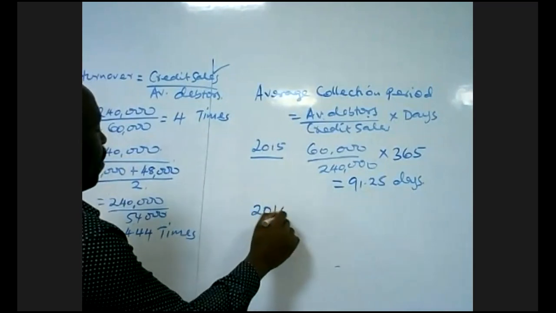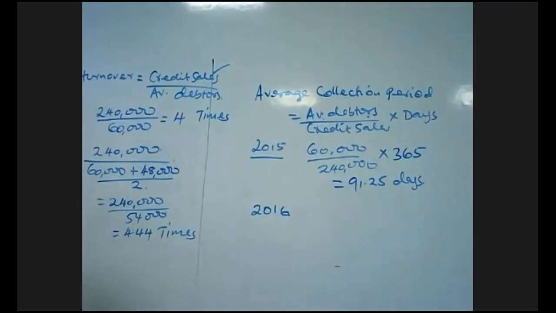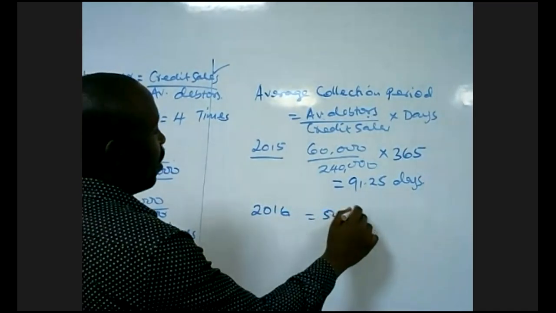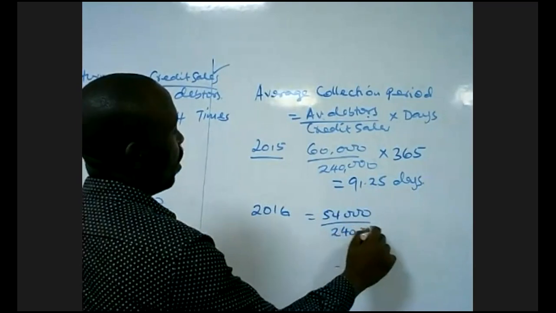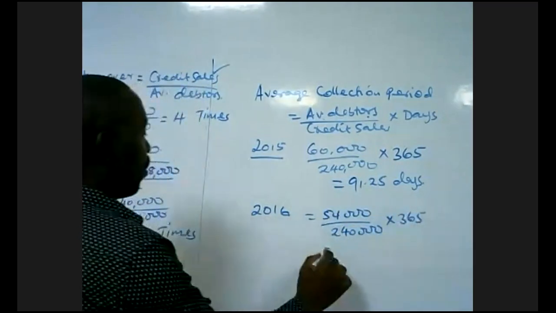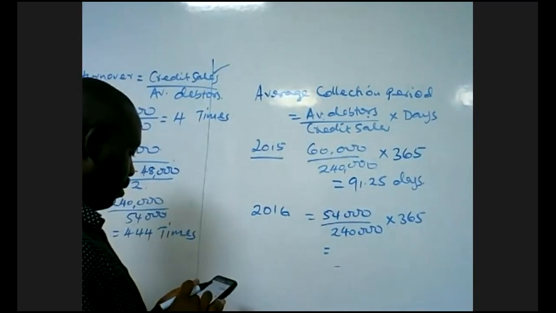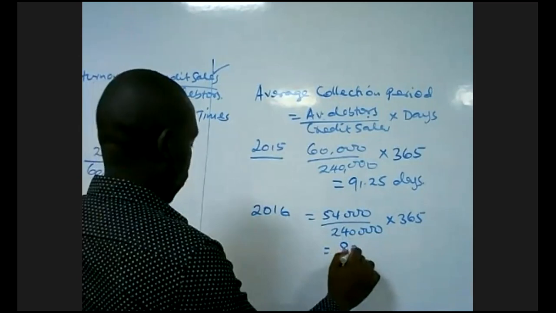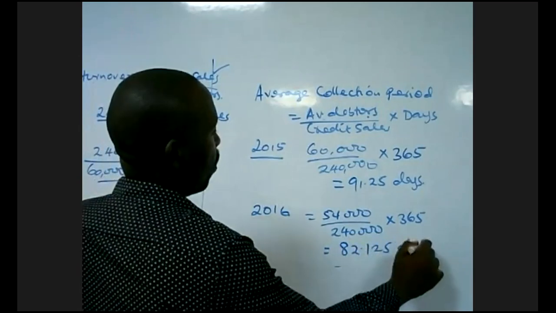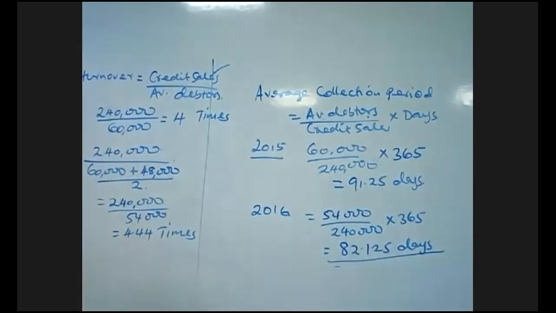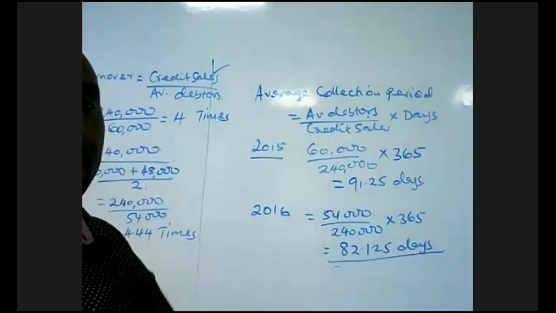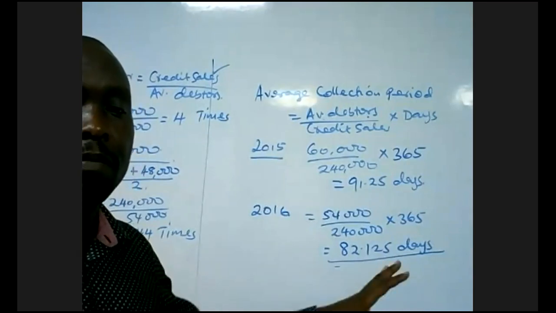2016, it was 240 over 54. This one now will be 54,000 divided by 240,000 times 365. It's 2.125 days. On average, those are the number of days we are taking to collect the money from the debtors. The shorter, remember, the better. The shorter the period, the better.